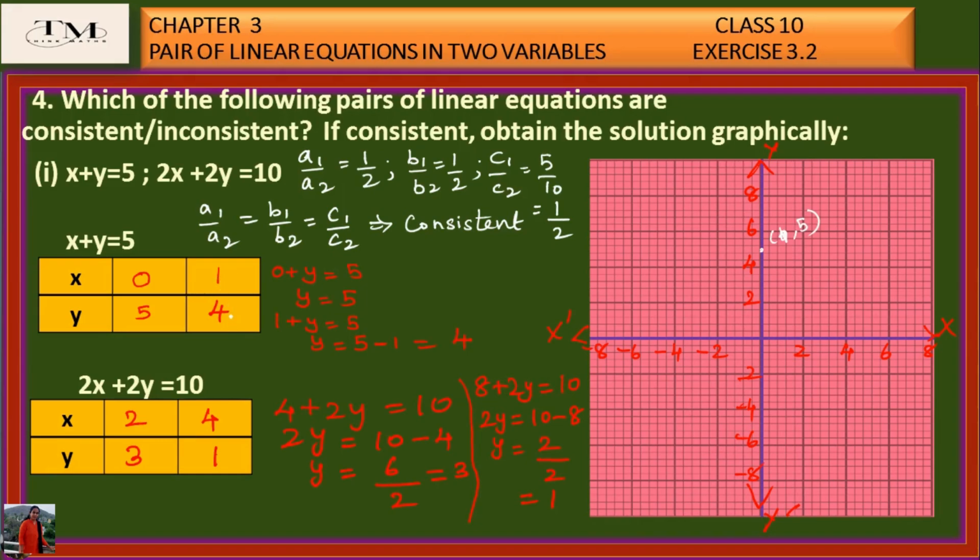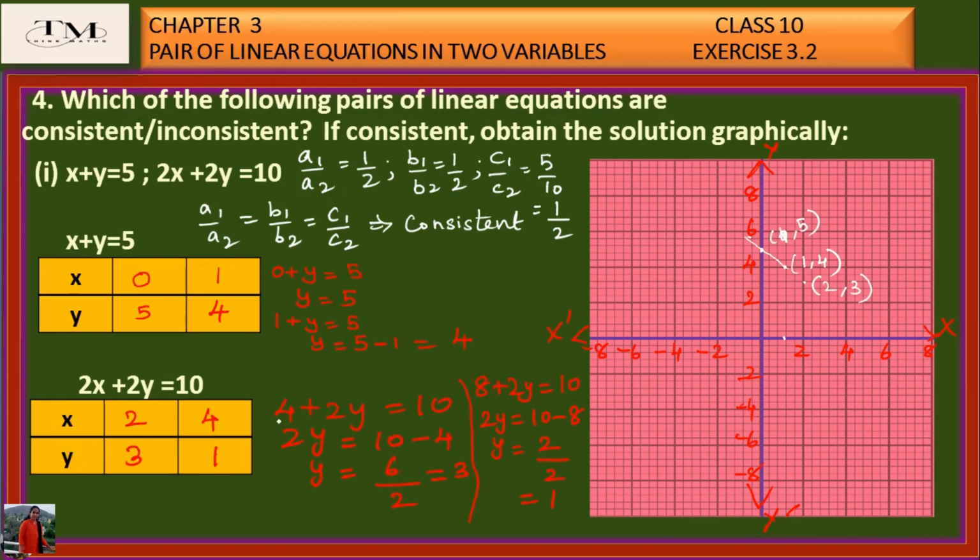Next is (1, 4). x equal to 1 lies between 0 and 2. So this is 1, and (1, 4) will be here. So we have to join this line. So the next point is (2, 3). So 2 is here and 3 will be here. So this is (2, 3).